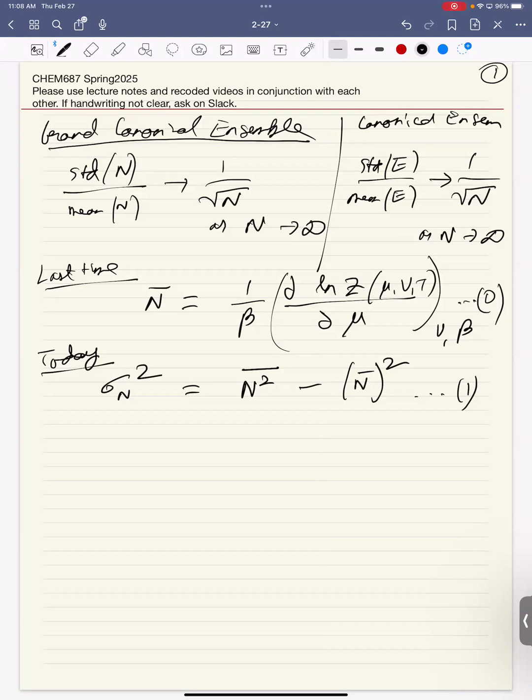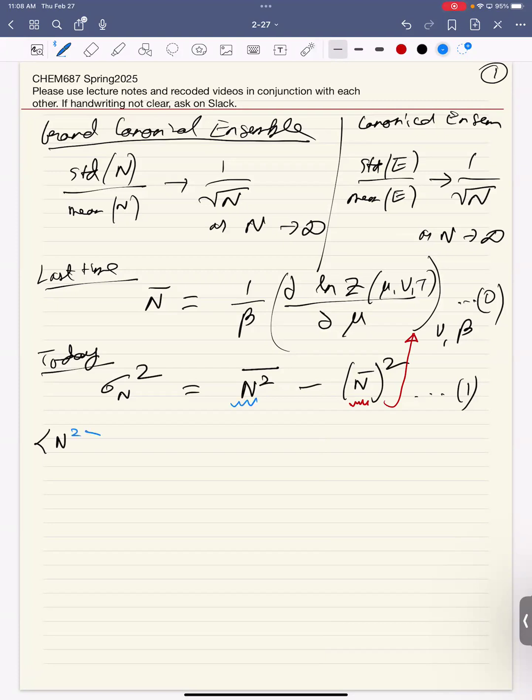So what do we want to do? We want to calculate, first thing, for this equation 1, it has 2 parts, right? The second part, which is the square of the average of N, we can get using equation 0. It's the first part that we need to worry about now: how to get the average of N squared.